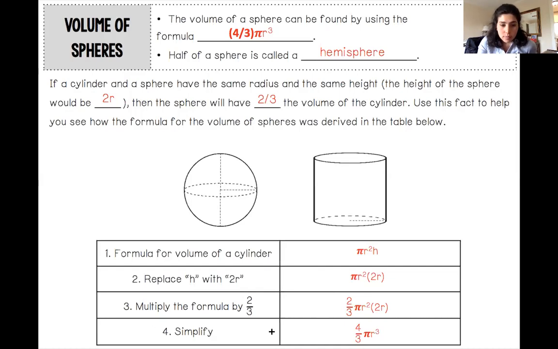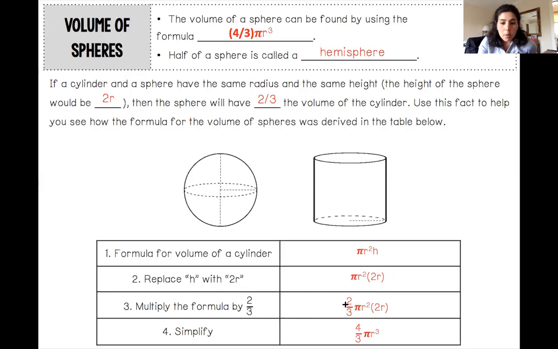So I started with the formula for the volume of a cylinder, which is pi times the radius squared times the height. If we replace the height, though, with just 2 times the radius, which, as you just said, if you double the radius, that's also the height of a sphere. So if you do pi r squared times 2 times the radius instead of height, then look what you can do.